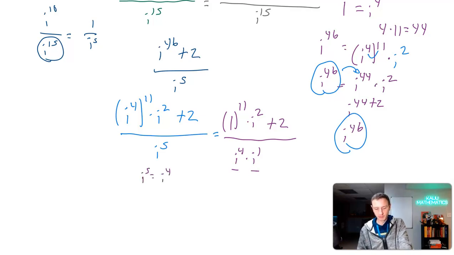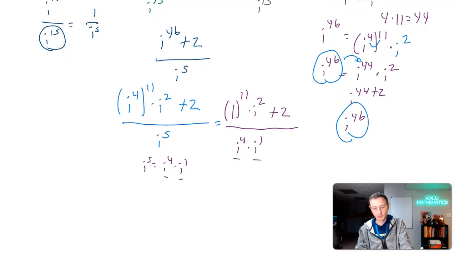i to the 5th is equal to i to the 4th times i to the 1st. Multiplying by the same base. We don't even have to use a power to a power rule there, because I could just rewrite this as i to the 4th. And then I know i to the 4th is 1. So now let's rewrite this. 1 to the 11th is 1.